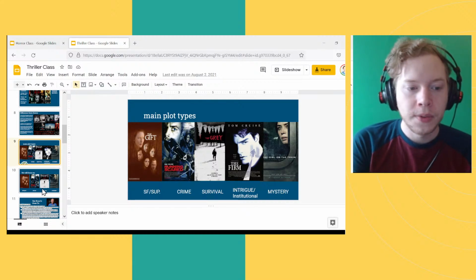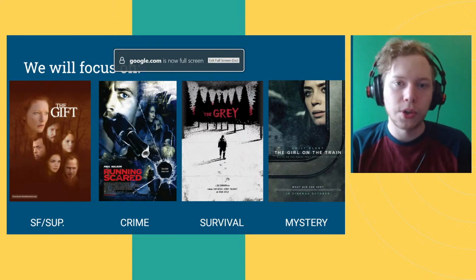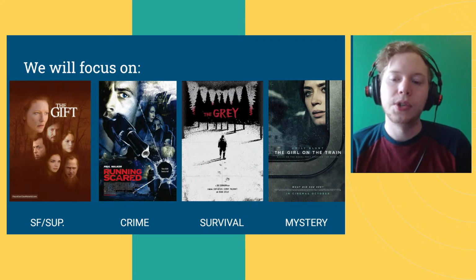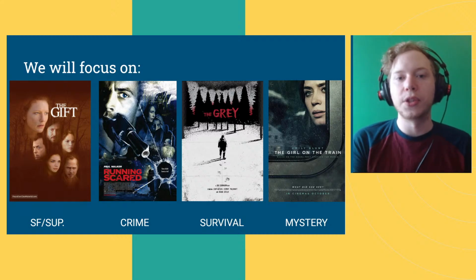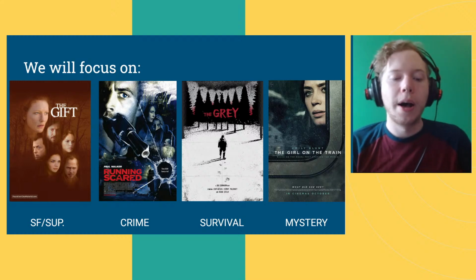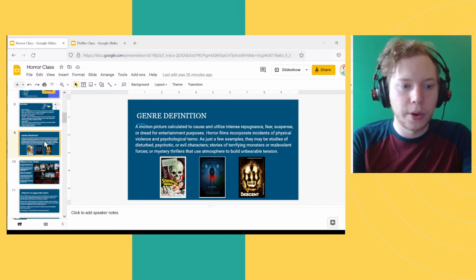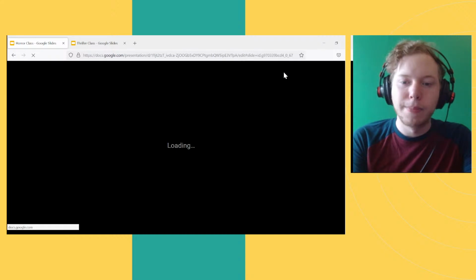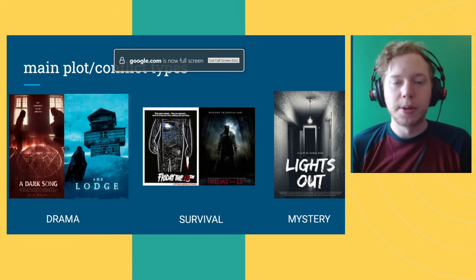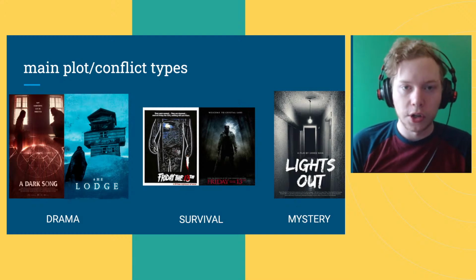That also exists. So thriller plot types, these are the main ones that I usually focus on. We have supernatural and sci-fi. We have crime, survival, and mystery. If we're going to say horror thriller, usually it's going to be the survival subtype, whereas horror movies are mostly going to have these subtypes. They're going to be more focused on these three: drama, survival, and mystery. So drama is going to be movies like I mentioned, a lot of A24 horror, such as Midsommar, A Dark Song, The Lodge.